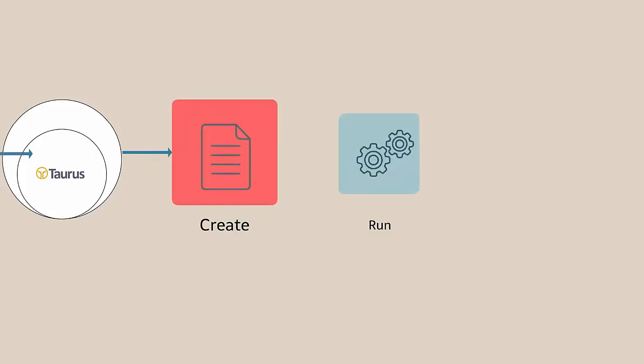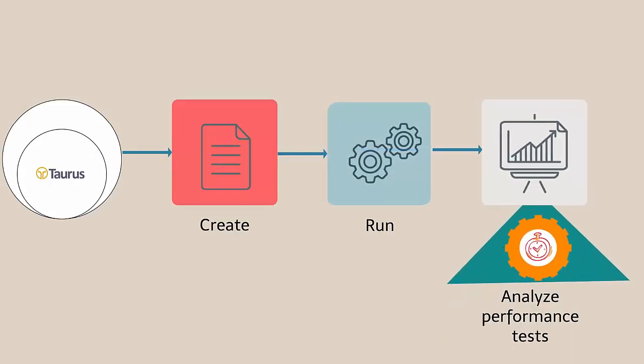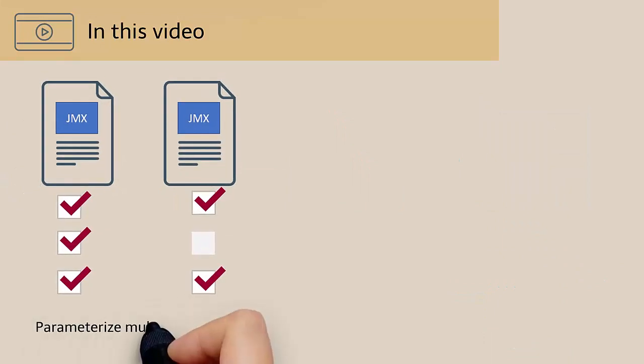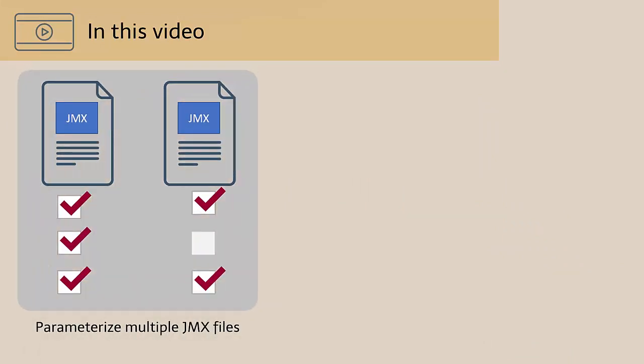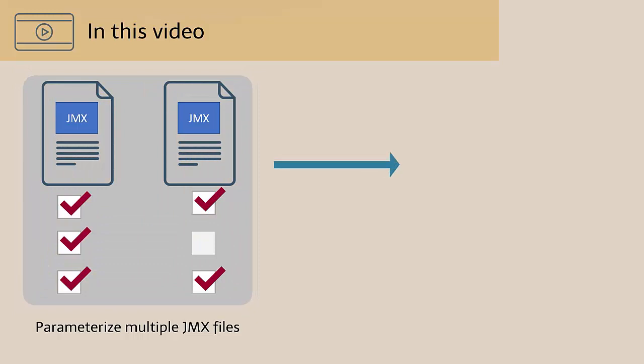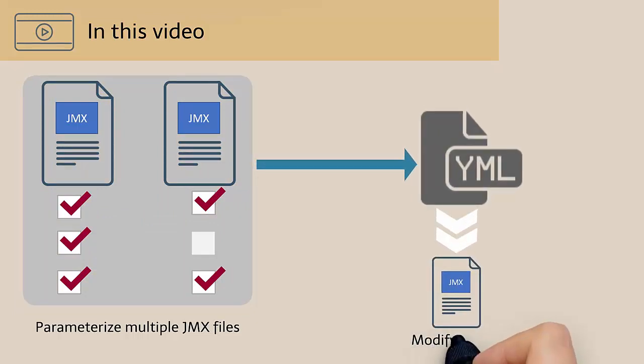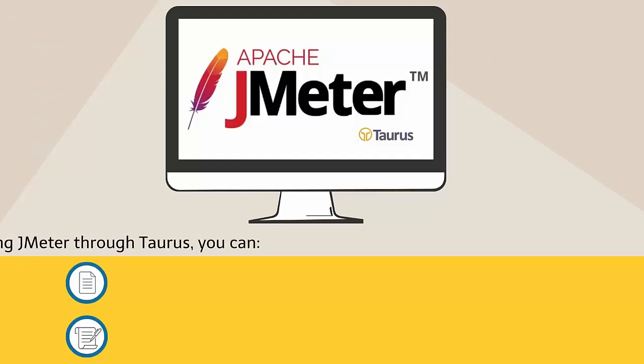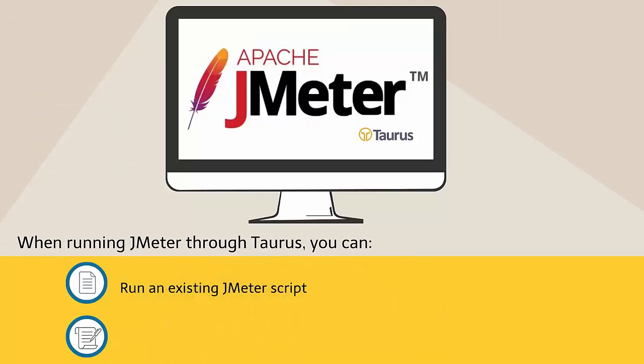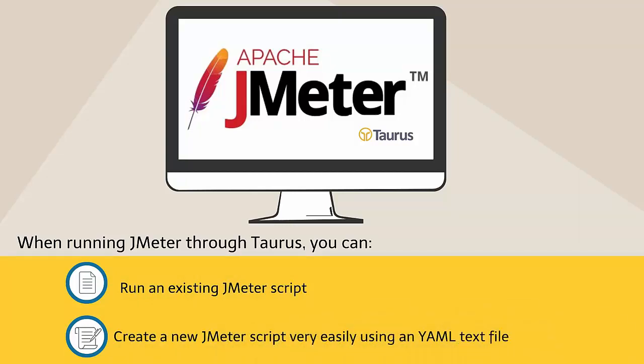Taurus provides a simple way to create, run, and analyze performance tests. In this video, we will parameterize multiple JMX files by using a YAML script. You can also use YAML to modify JMX scripts. When running JMeter through Taurus, you can run an existing JMeter script, or create a new JMeter script very easily using a YAML text file.